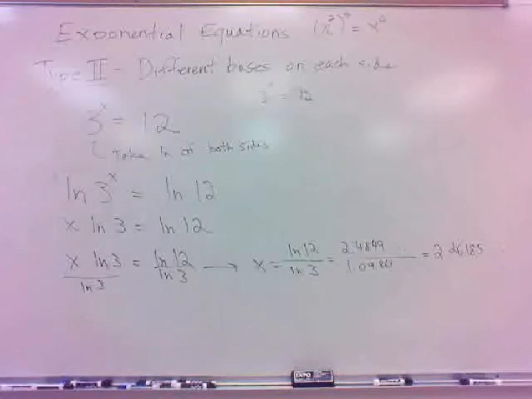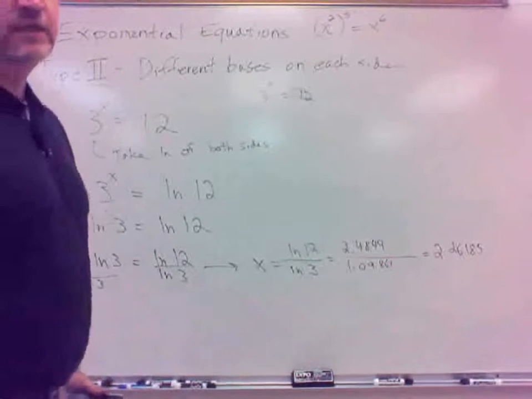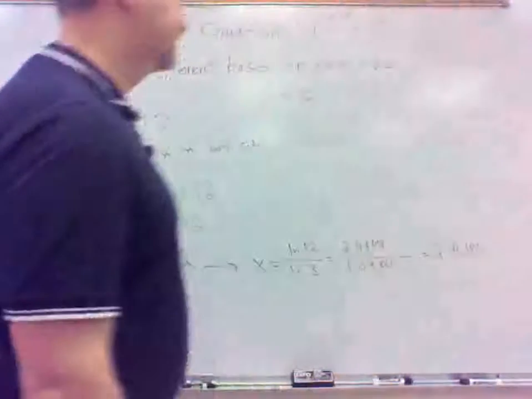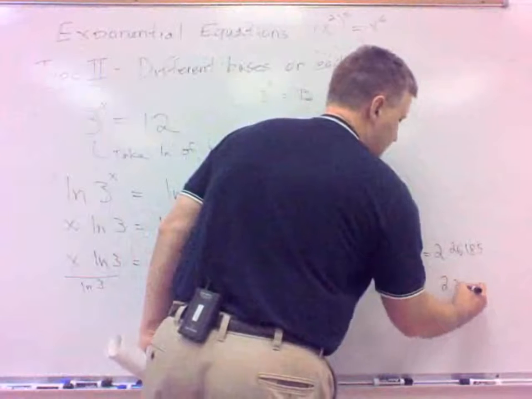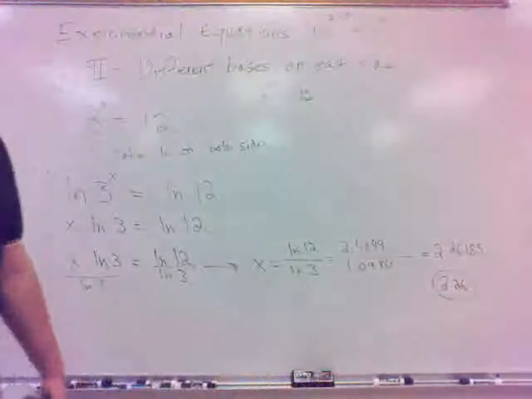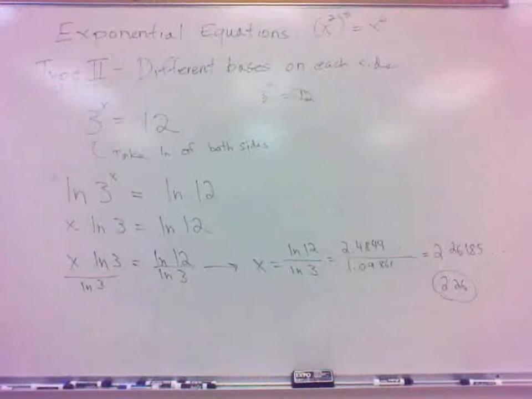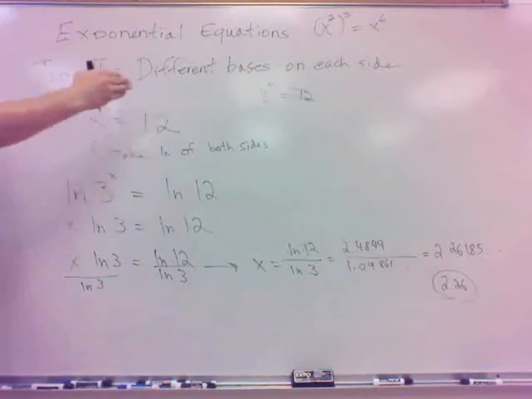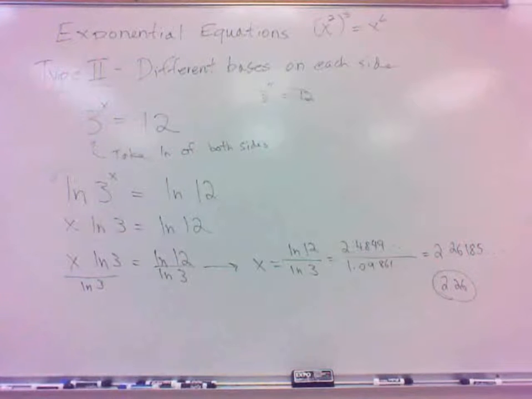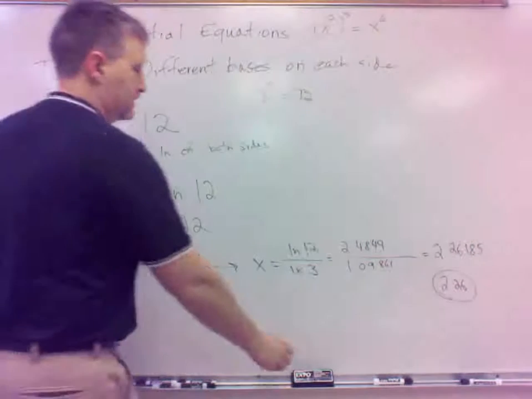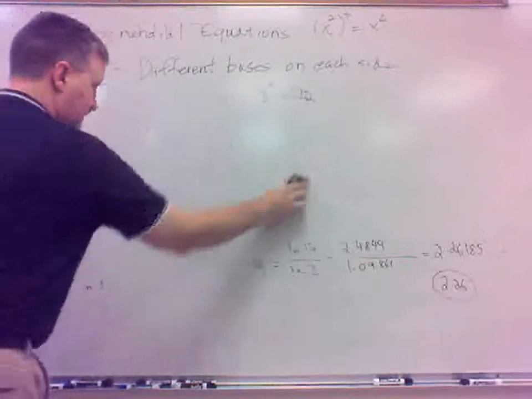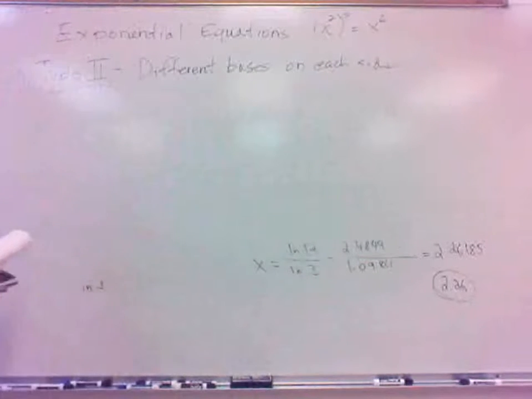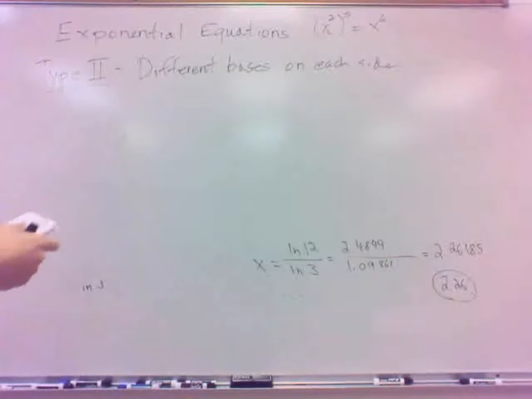Depending on how much they want you to round. If it's 2 decimal places, it would be 2.26. 3 decimal places would be 2.262. So however many places they want. Okay? So that's type 2, different bases on each side. You can't make both sides be the same base. This is it: ln both sides. All right. So a couple more, because there are a few little twists that are going to happen.